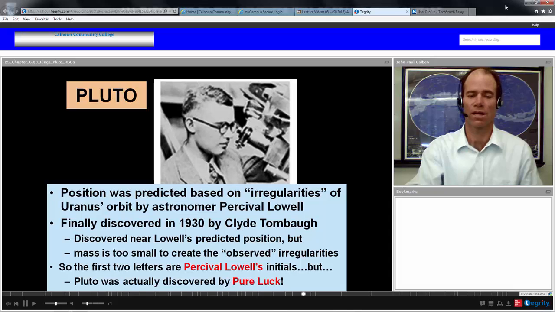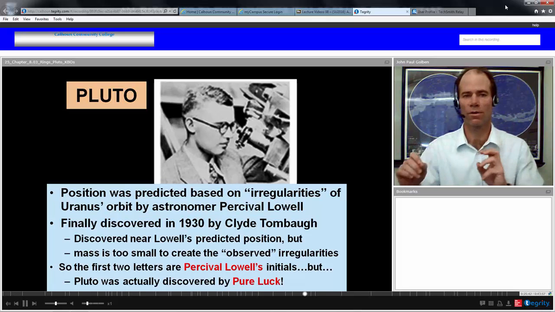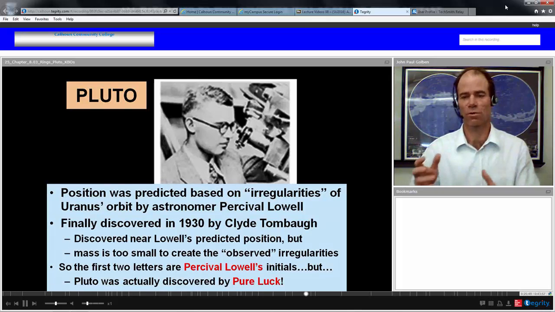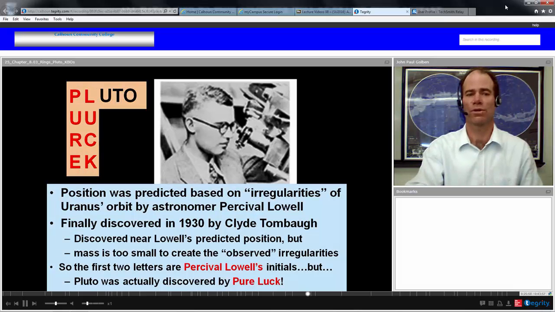purely by luck. So the first two letters of Pluto are the same as the initials of Percival Lowell, and that probably was part of the reason why Pluto got its name, because it was discovered where Percival Lowell said it should be. However, you could just as well say that Pluto was named after pure luck, because it was by pure luck that Tombaugh looked in that area and discovered this world.